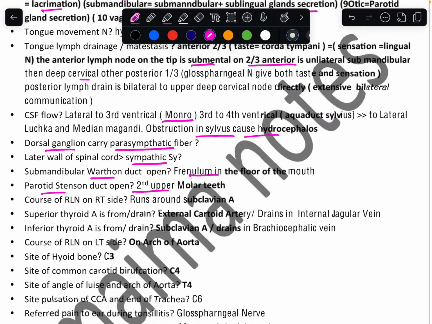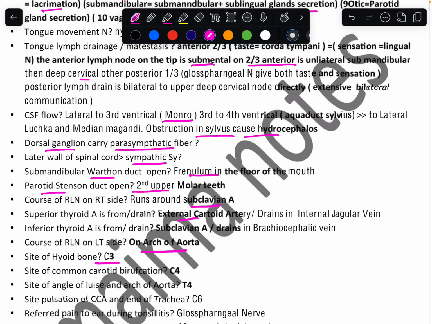Course of recurrent laryngeal nerve: right side runs around the subclavian artery, left side from the arch of aorta. Superior thyroid artery is a branch of external carotid artery and drains into internal jugular vein. Inferior thyroid artery forms from the thyrocervical trunk and drains into brachiocephalic vein. Course of recurrent on the left side: arch of aorta.